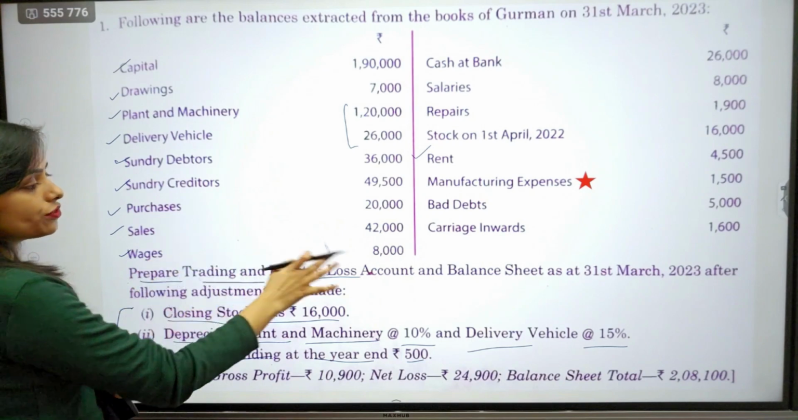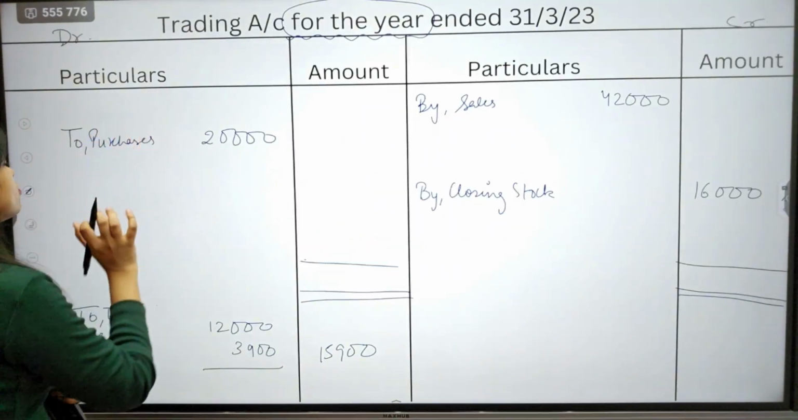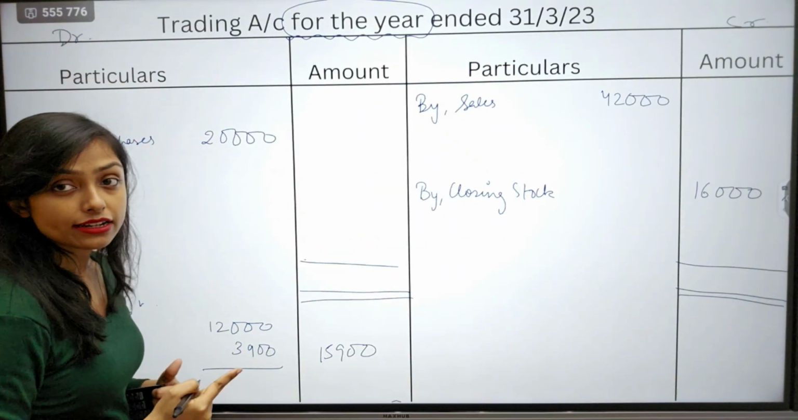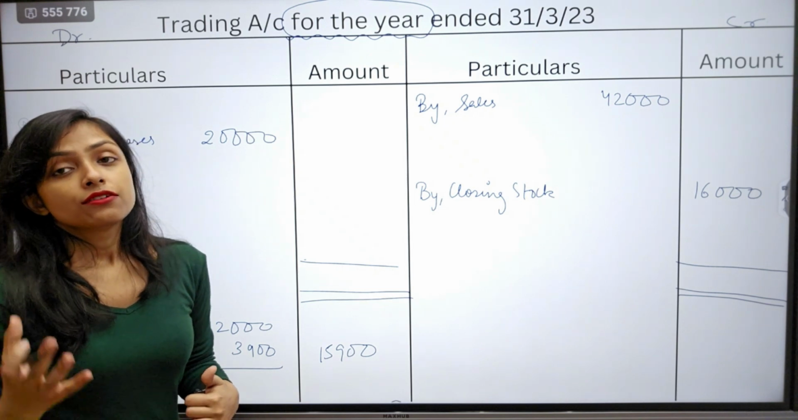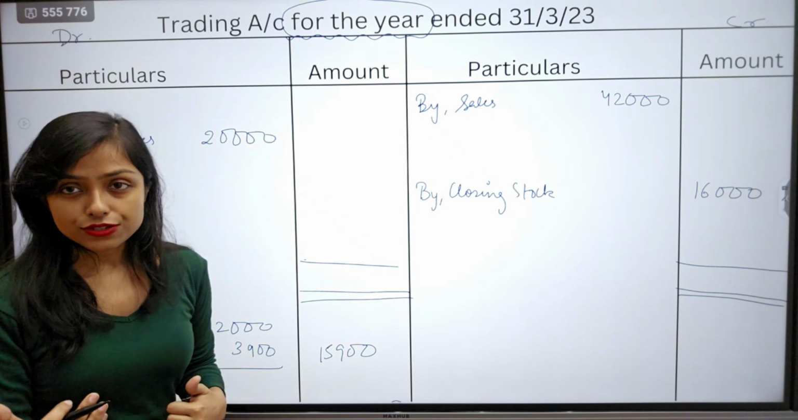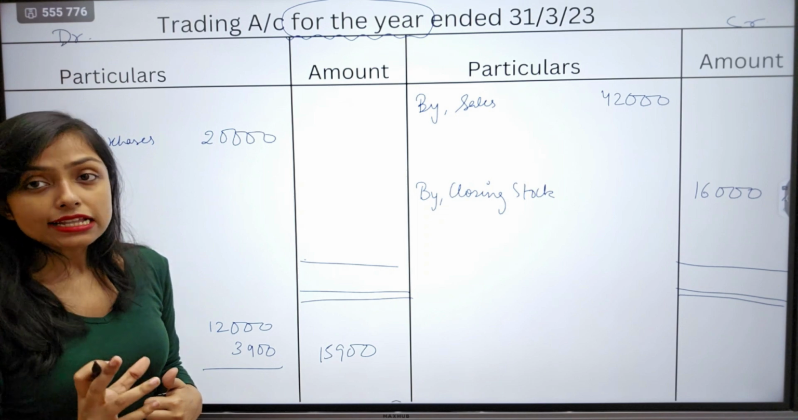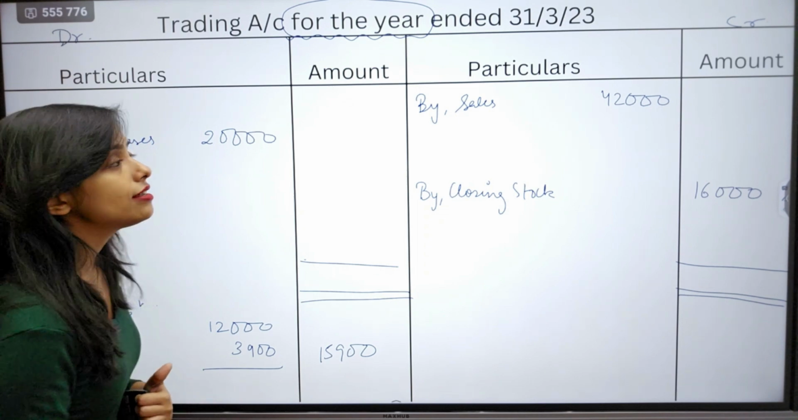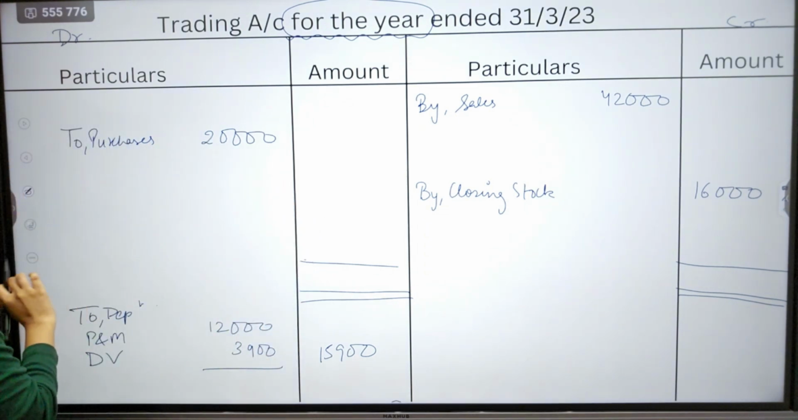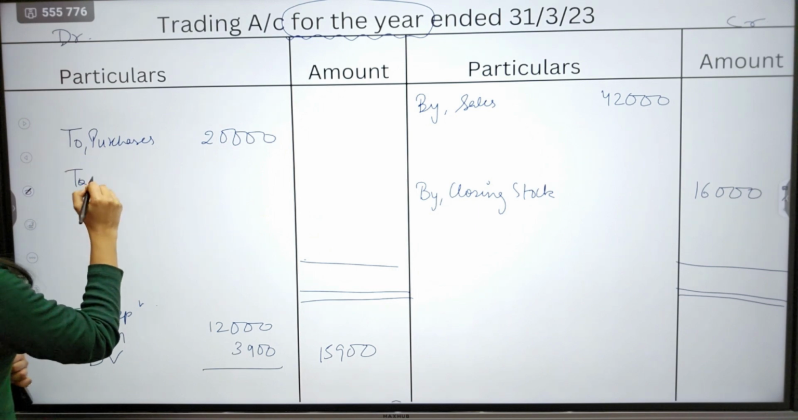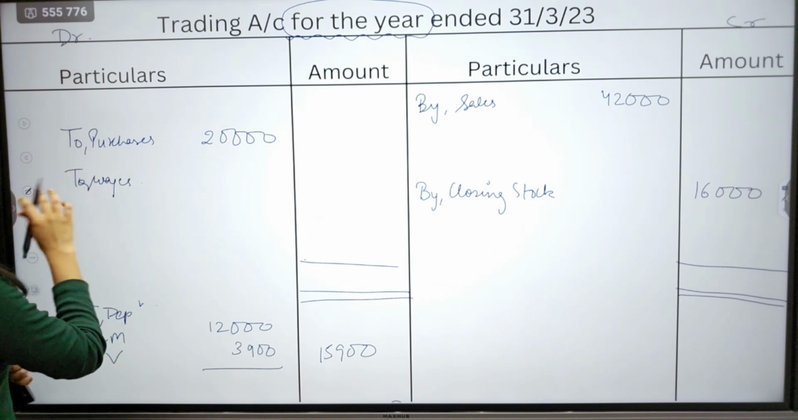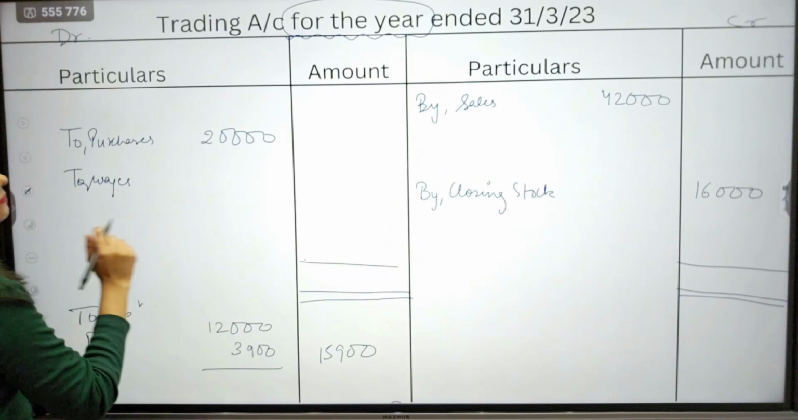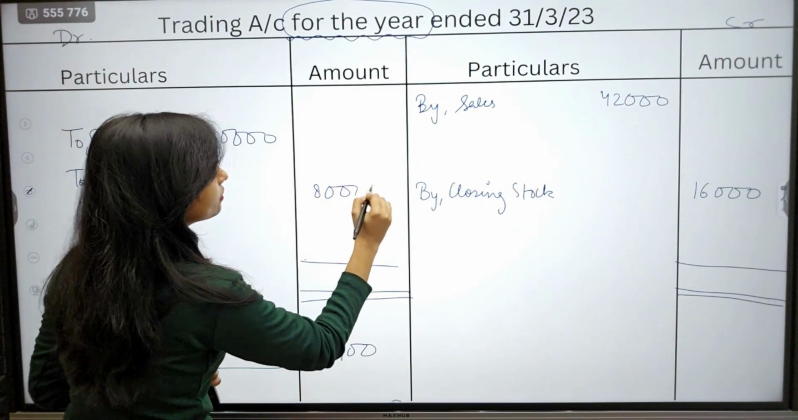Then we have wages over here, 8,000 rupees. Wages are always written inside the trading account. Why? Because wages are what? Which we are paying to the laborers for working in the factory. Hence, it is directly affecting our production. That is why we are writing it in the trading account. So we write it like this. To wages, 8,000. Okay. Let's write it here.